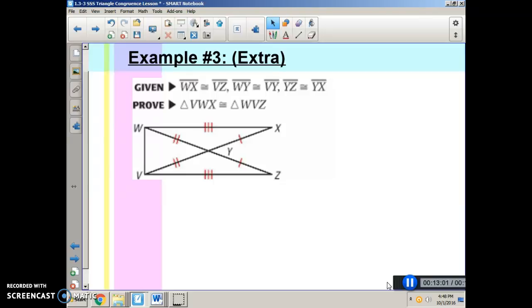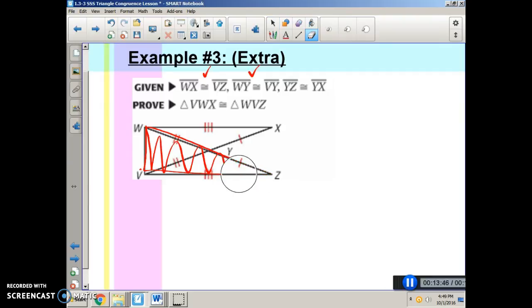Again, check our givens. It tells us WX is congruent to VZ. Well, that's already marked in the picture, so that's good. WY is congruent to VY. Okay, that's already marked in the picture. Good. YZ and YX are already marked, so that's great. Okay, so everything is marked. We're all good there. We're trying to prove that VWX, so this triangle right here, is congruent to WVZ. So we got some overlap here. So there's kind of a lot going on with this one.